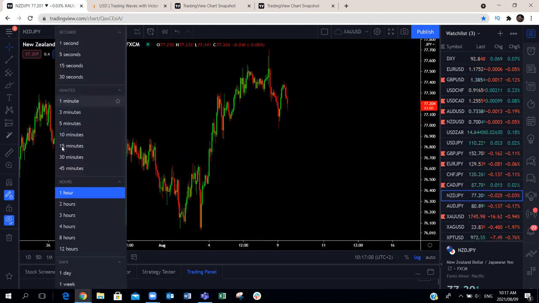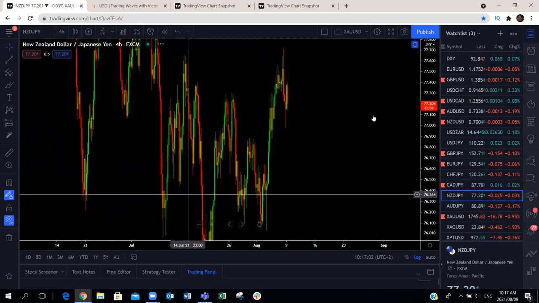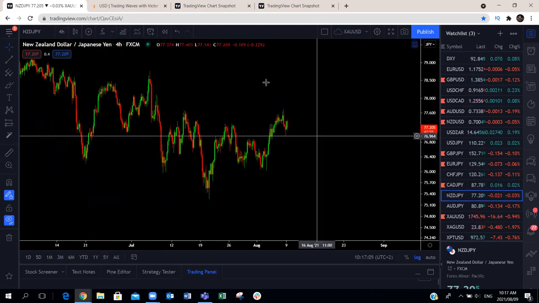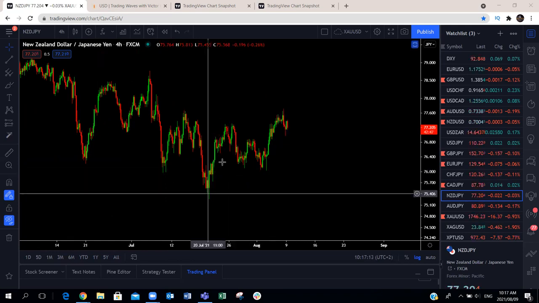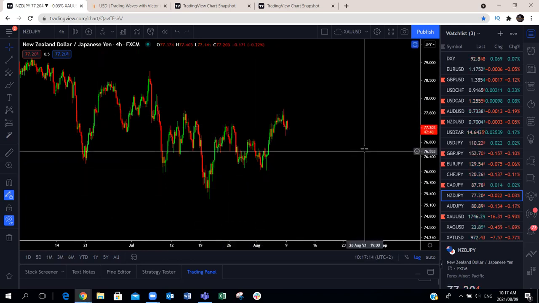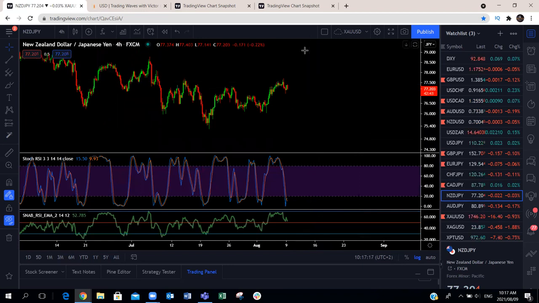New Zealand yen, let's go to the 4 hour. New Zealand yen, we have made a 3-wave structure. Has it completed? We're still going to see one more up here before coming down. It has made a clear 3-wave structure, but not at the blue boxes yet.